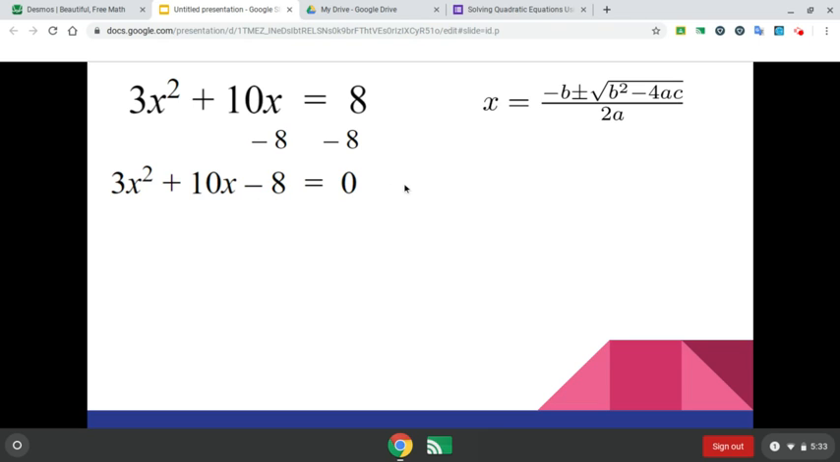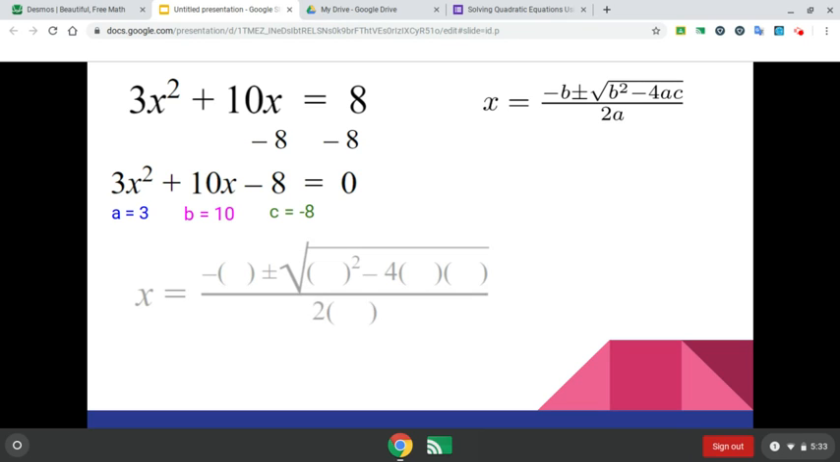Okay, then we can go ahead and identify our a, b, and c that we're going to substitute into the formula. So a is the number in front of the x squared, that's 3. B is the number in front of the x, so that's going to be 10. And then c is your constant, so that's going to be negative 8.